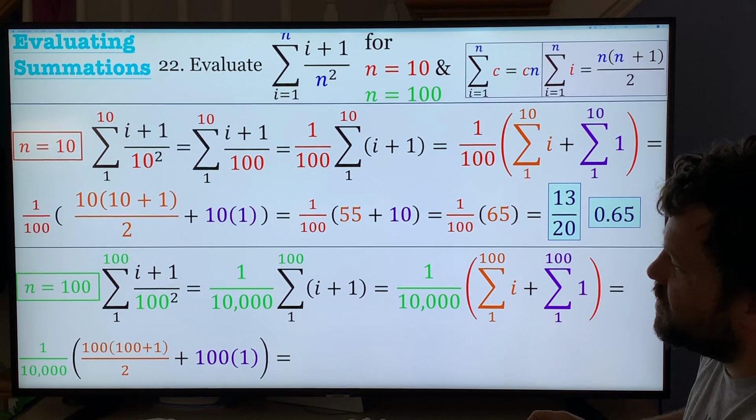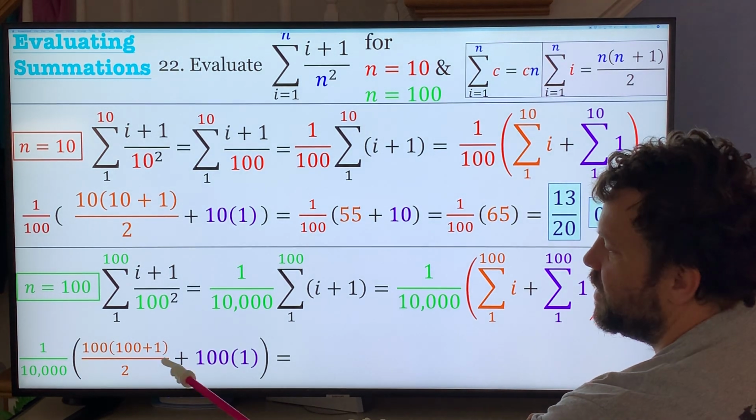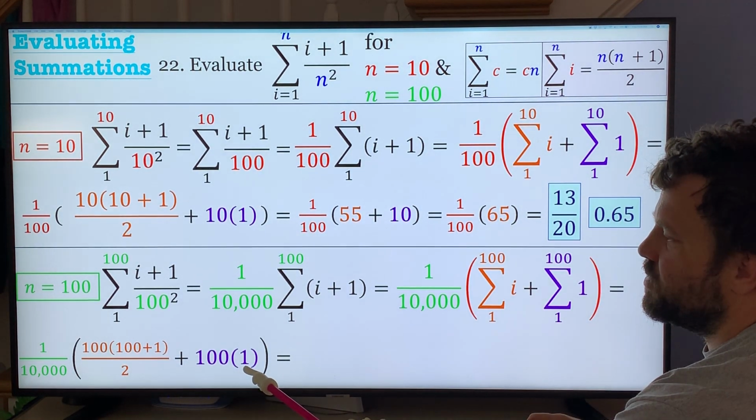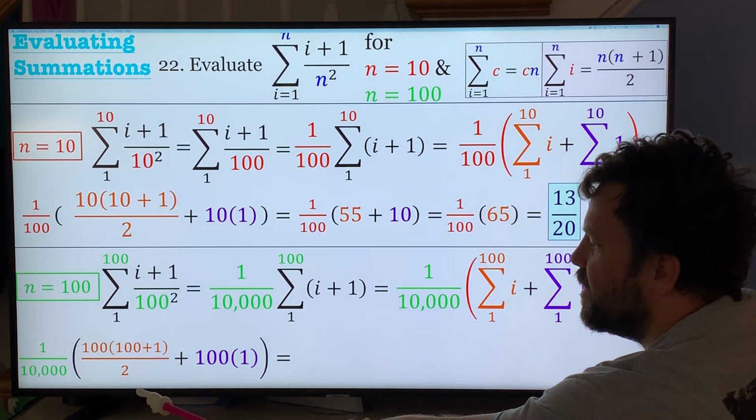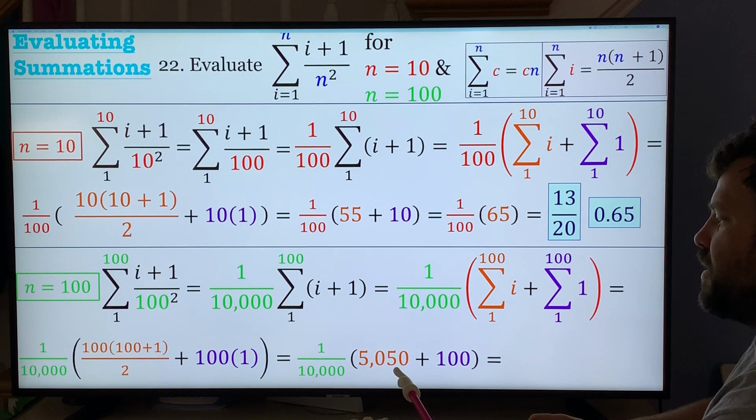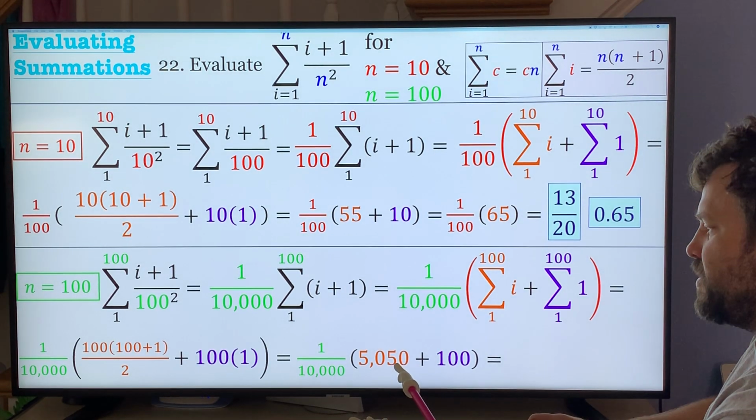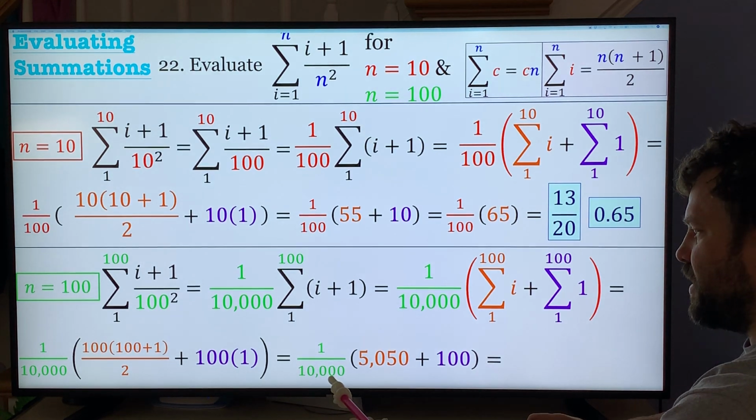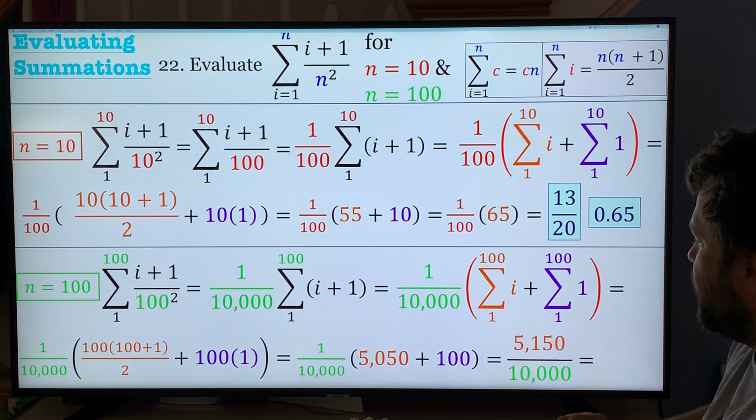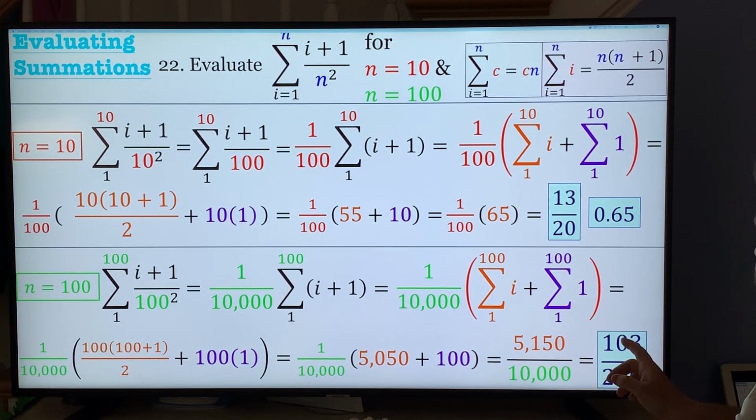100 times 100 plus 1 divided by 2. Plus 100 times 1. 100 times 101 is 10,100, divided by 2 is 5,050, plus 100, all divided by 10,000. 5,150 divided by 10,000 gives you, if we divide both by 50, 103 over 200, or 0.515. There you go.